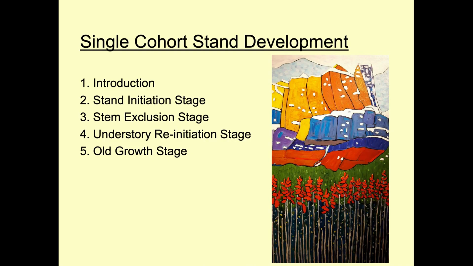So a quick overview of today's lecture. I'm going to introduce these single cohort stands. Then we'll get into the 4 developmental stages, and I'll look through Chestnut Ridge looking for specific examples of the stand initiation stage, stem exclusion stage, the understory reinitiation stage, and then finally old growth stage. And I'll describe the patterns and examples that I encounter.